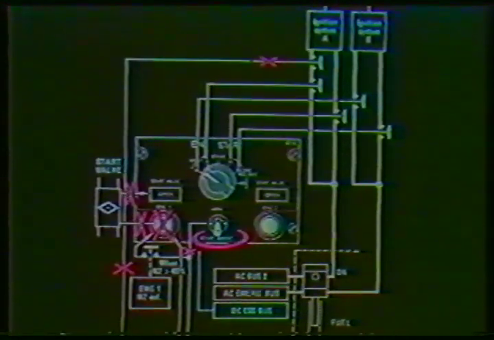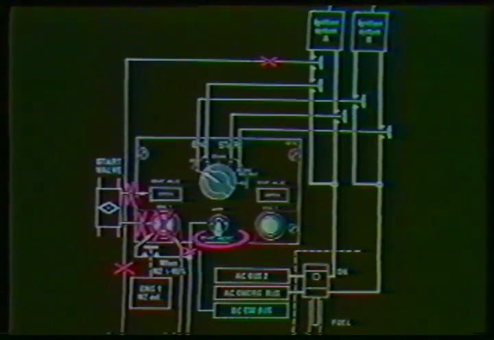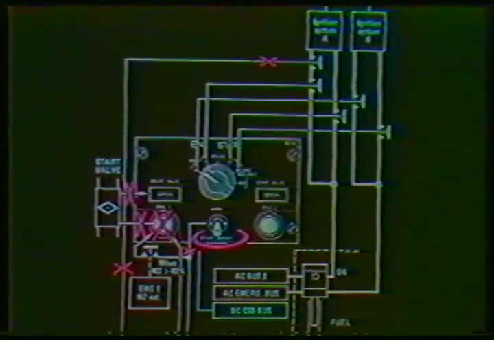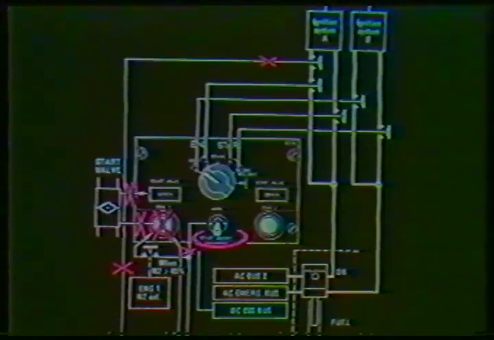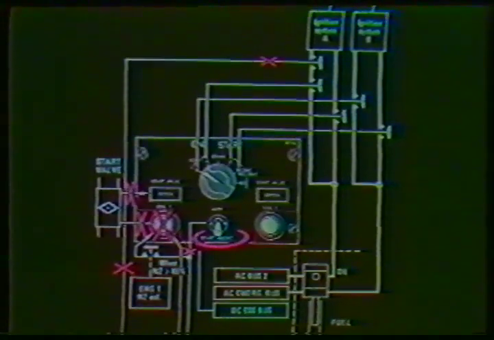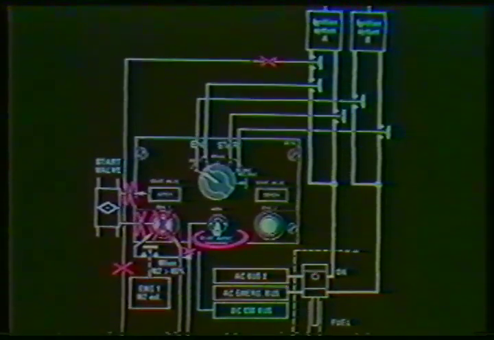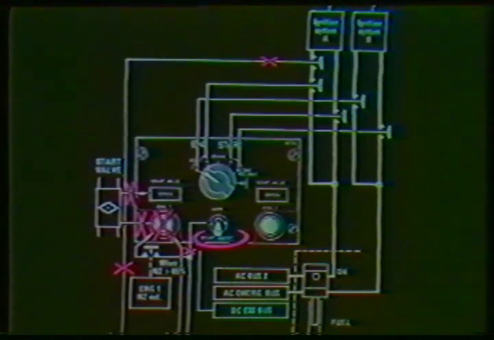Positioning the arm start abort switch to start abort will discontinue the start attempt, and the following actions will occur. The start push button pops out, pack valves open, start valve closes, open light goes out, ignition is deactivated, and APU, if used, returns to its previous state.